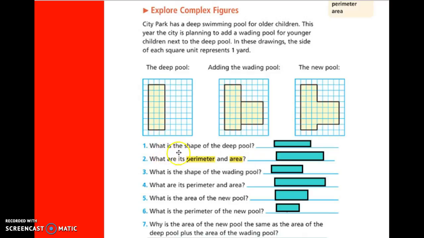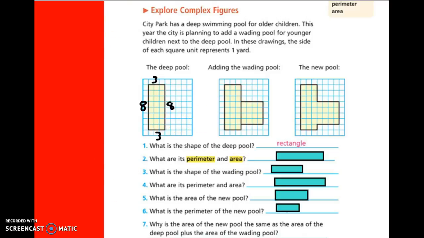So the first question says, what is the shape of the deep pool? All right, well, that's not too hard. We know that that's a rectangle. Now it says, what are the perimeter and area? So we're looking at this deep pool. Again, when we find perimeter, we're going to go ahead and count these squares. 1, 2, 3, 4, 5, 6, 7, 8. And sometimes they'll just give you a number. We won't have these nice grids. Sometimes we get it, so we'll use it. 1, 2, 3. All right, and we know with perimeter that if that's 8, this is 8. And if this is 3, then this is 3. We go ahead and add those all together, and we end up with a perimeter of 22 yards.